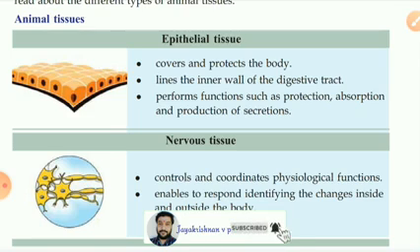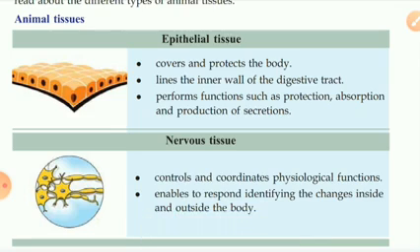See, this is the structure of epithelial tissue, which covers and protects our body parts. And another location is that it lines the inner wall of the digestive tract. In the 7th standard you studied the digestive system. It is a long muscular tube, a pipe, and inside that pipe it is covered and lined by this epithelial tissue.